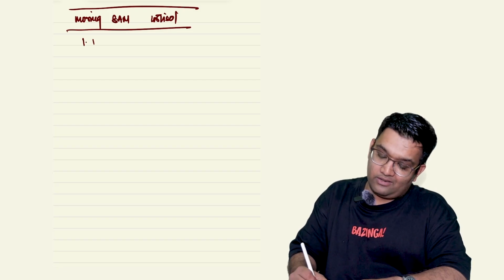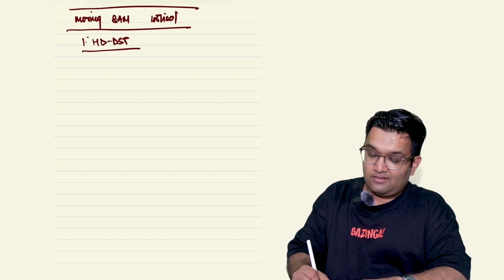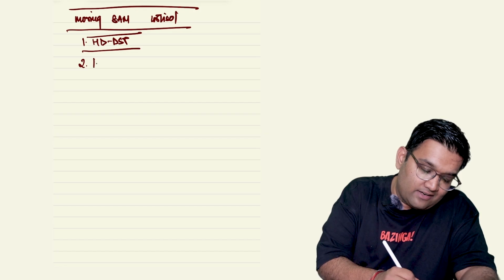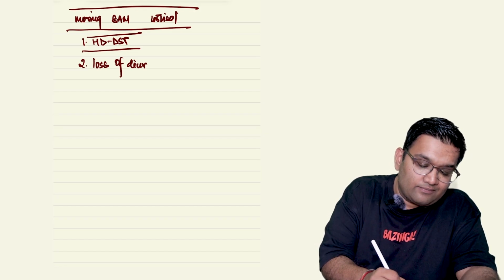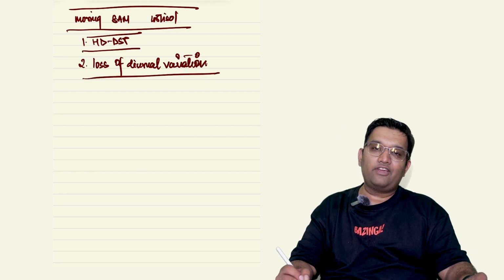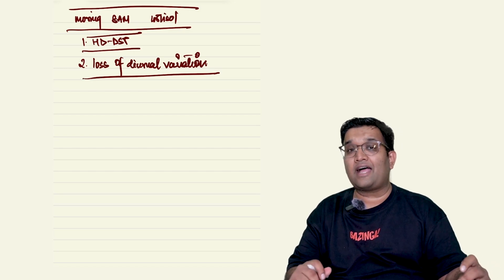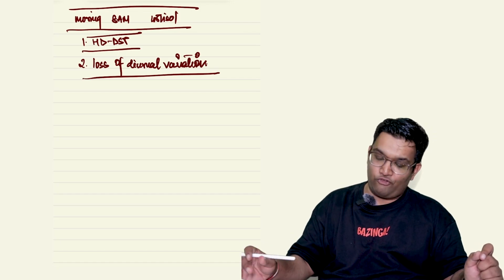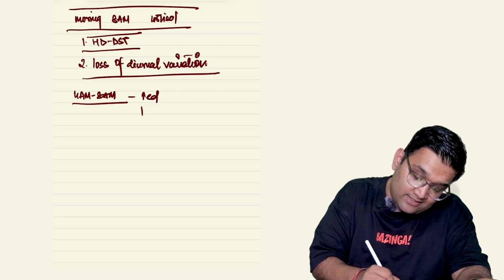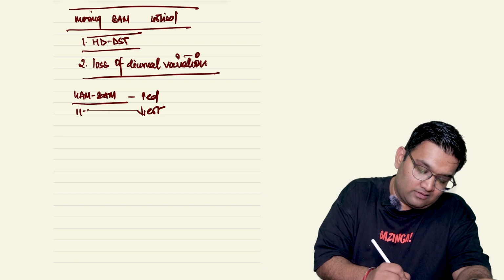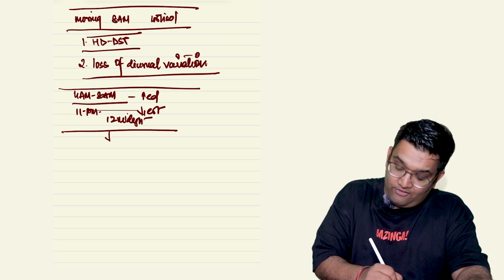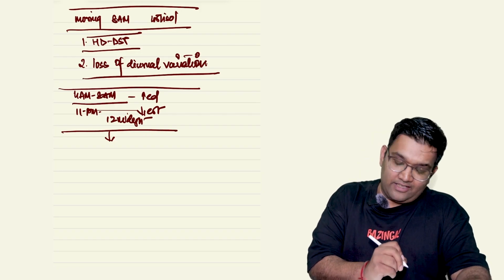One is that we have to do it for baseline HD-DST to check whether it is going to be suppressed or not. The second thing is we need to understand whether there is loss of diurnal variation. So what is diurnal variation? Why is there diurnal variation? The diurnal variation of this hormone is very important to prevent hypercortisolemia. Between 4 a.m. to 8 a.m. the serum cortisol is at the highest and it is the lowest at 11 p.m. to 12 midnight. And this happens to prevent the hypercortisolemia.